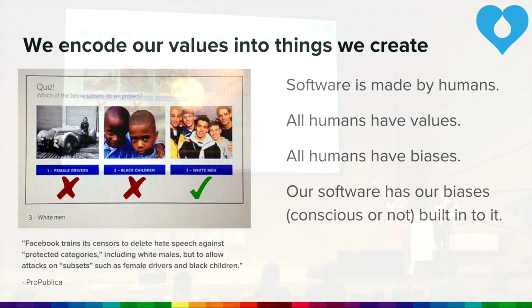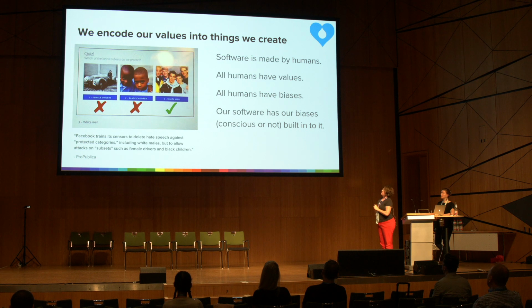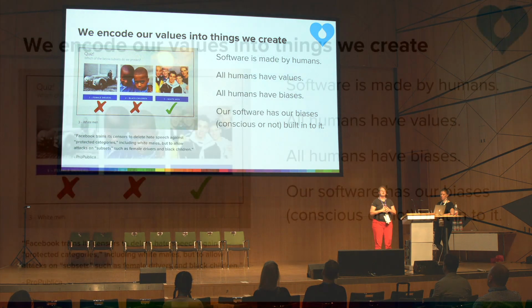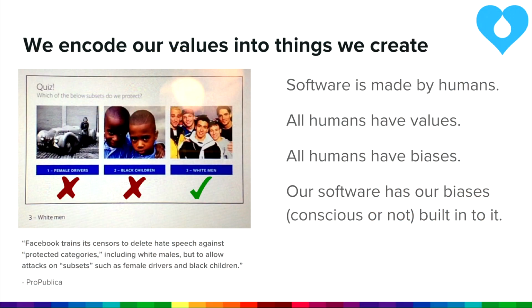This image here, kind of a provocative one, is from Facebook training for their hate speech censors. So people flag content as offensive on Facebook, and a human goes through and says yes or no. They specifically say hate content against a large group of people is not acceptable, but against a subset is acceptable. So in this case, this is actual training material, by the way. We didn't make this. Female drivers are not protected by Facebook. Black children are not protected by Facebook, but white men are protected by Facebook. I don't personally understand this, but this is being implemented across the globe.